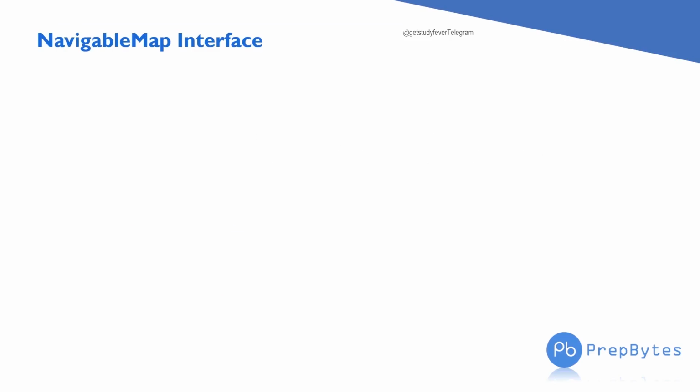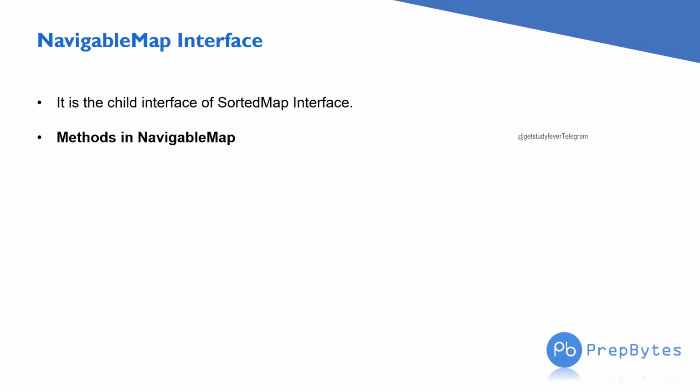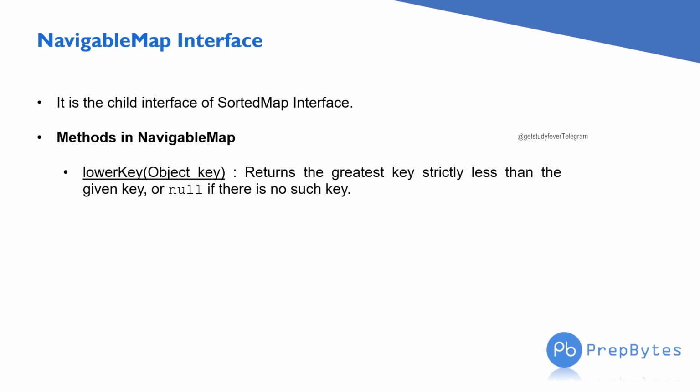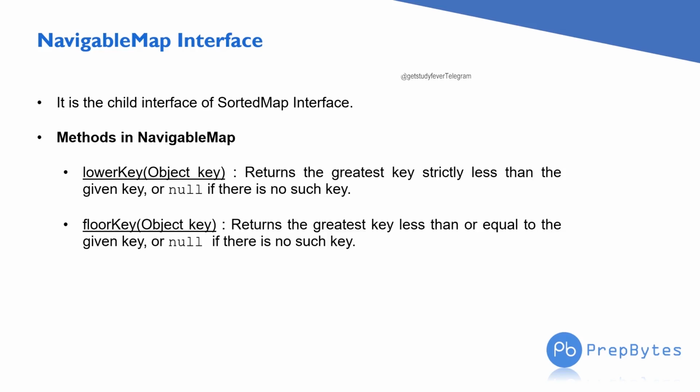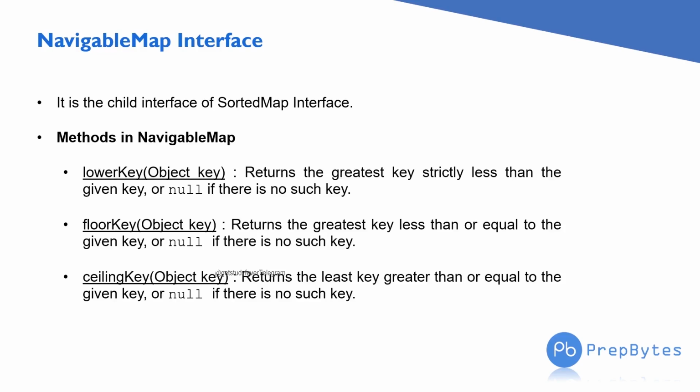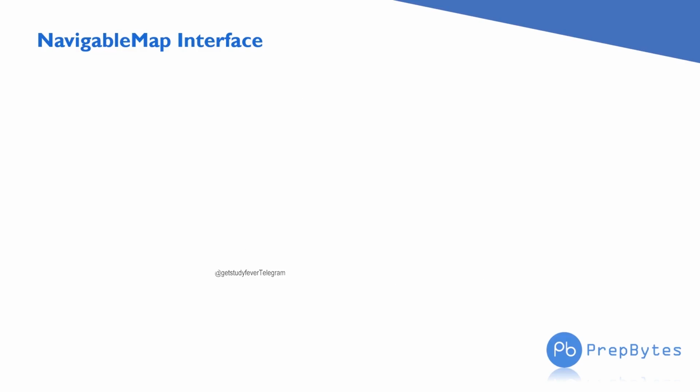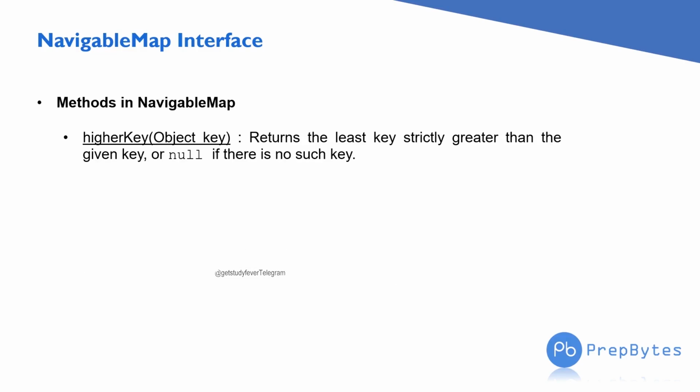Fine. Next is the NavigableMap interface. It is a child interface of SortedMap. It's very simple. It is exactly the same as the NavigableSet interface. So we have the methods, and the methods are also the same. There we have a lower method, here we have a lowerKey method. There we had a floor method, here we have a floorKey method. We had a ceiling method, here also we have a ceilingKey method, and a higherKey method, there also we had a higher method. So these methods are exactly the same.